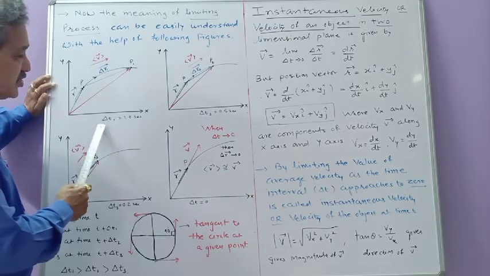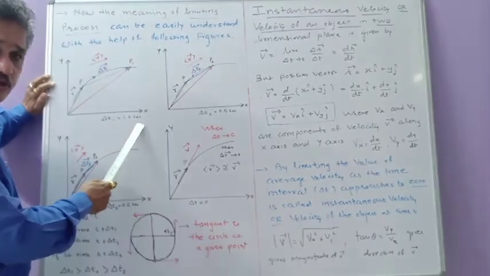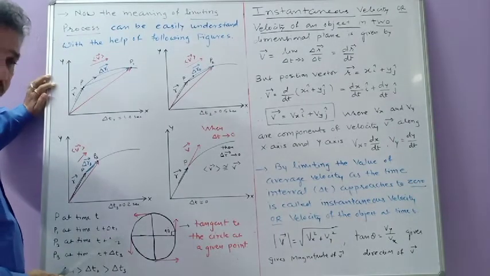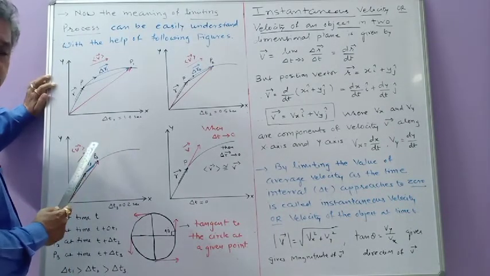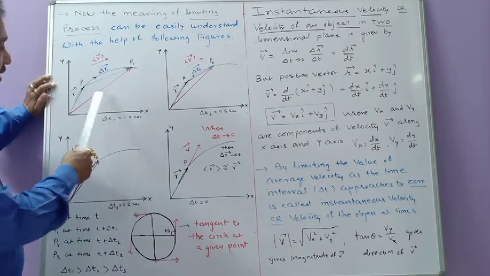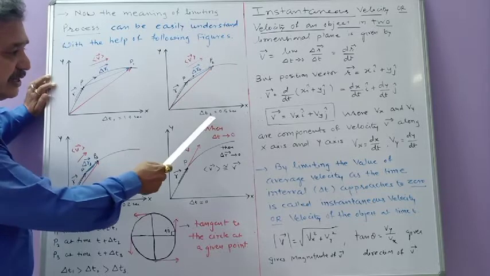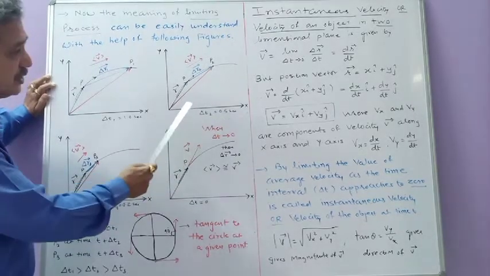So I have taken this time interval Δt1 as 1.0 second. So P1 is the position at time t plus Δt1. That's why Δt1 is the time interval, or it is said to be the later time at which it reaches the position P1. Similarly, let me take Δt2 as 0.5 second.